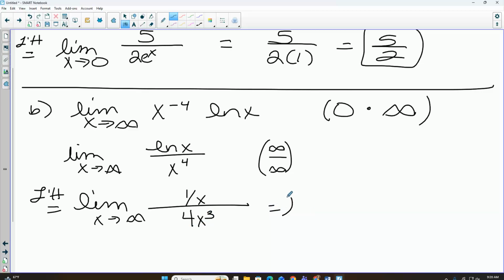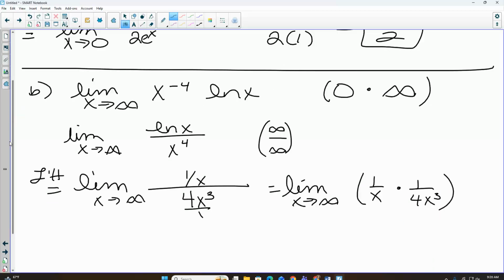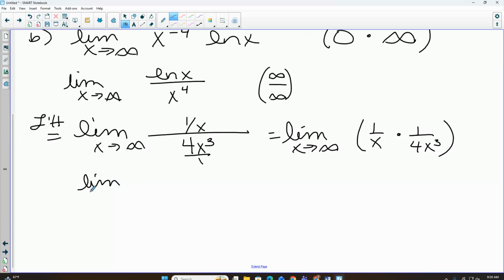You always want to see if you can simplify at this point. This is like 4x cubed over 1. So to divide fractions, you flip and multiply. If I do that, I just get 1 over 4x to the 4th. So if I plug in infinity, 1 over infinity is going to go to 0. Is that one okay?